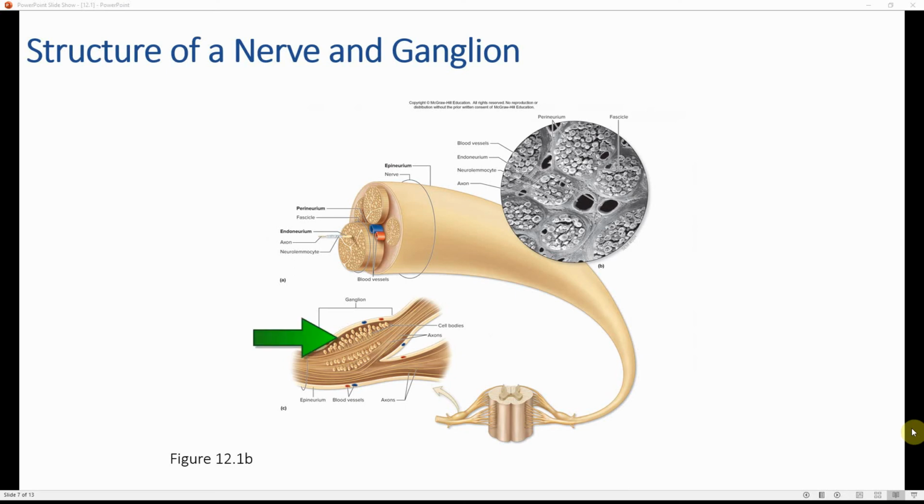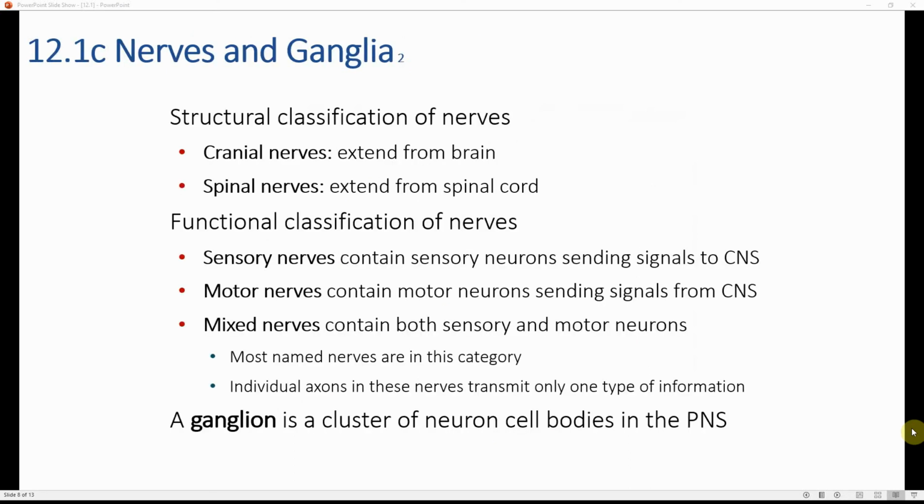A ganglion is going to be a collection of neuronal cell bodies that are outside the central nervous system. We do have some special nerves. These go from the brain and drop down through holes in the skull, or some of them remain up in the skull.